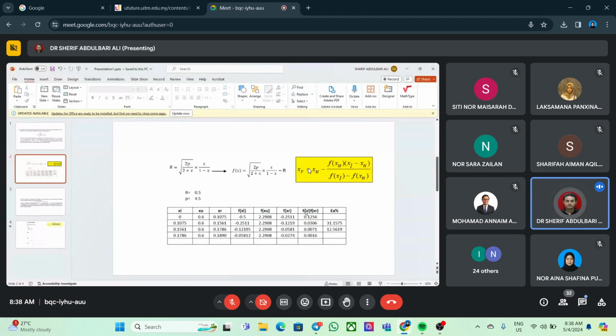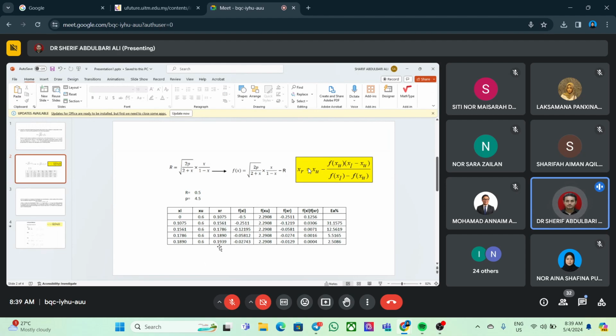Will the function of x lower and the function of xr be greater than 0? This is the error, 5.5, still higher than 5%. So this means you are going to iterate one more time. So this is x lower, this is x upper, xr, and these are the values of the function. Still the error is less than 5%. So this means you're going to stop.